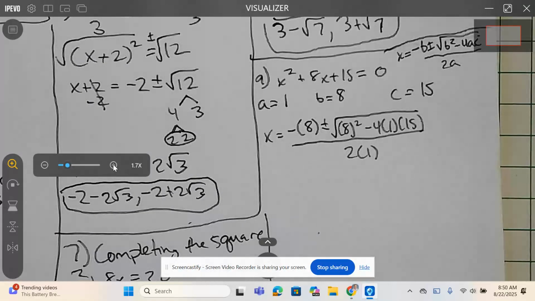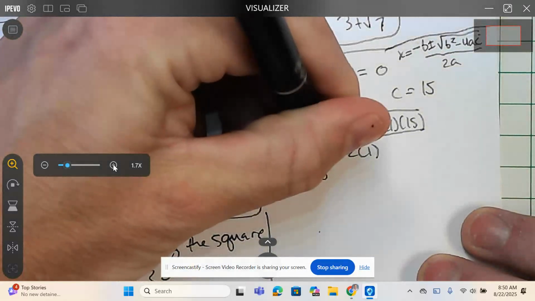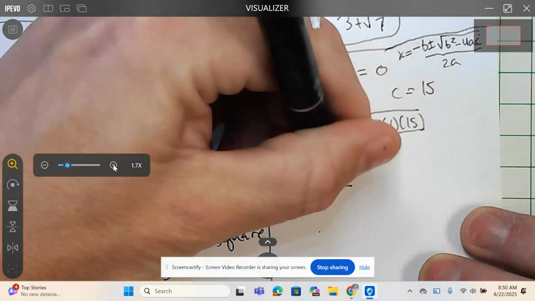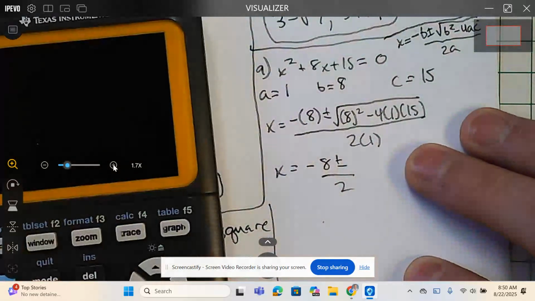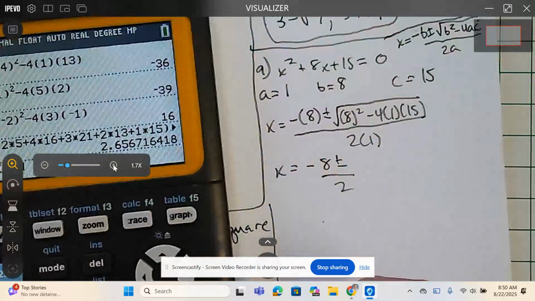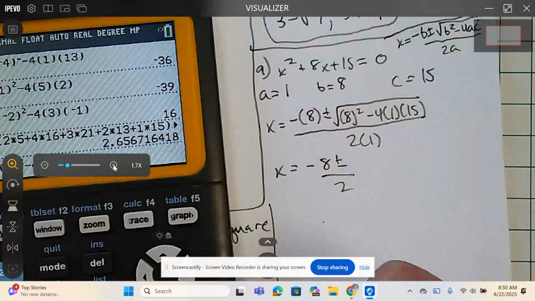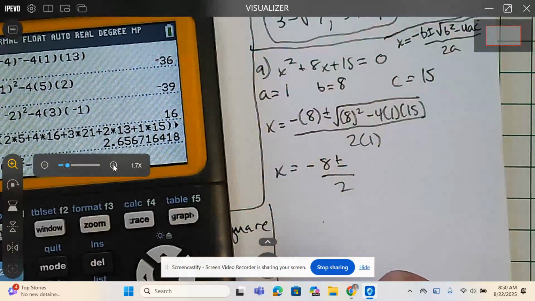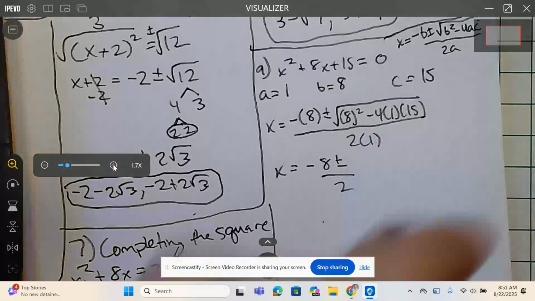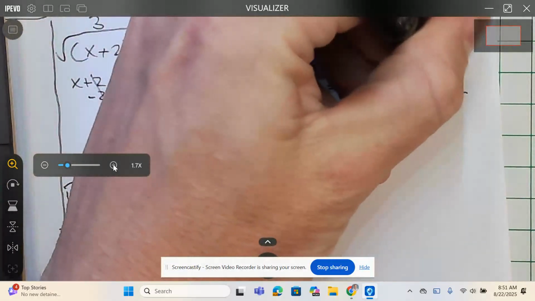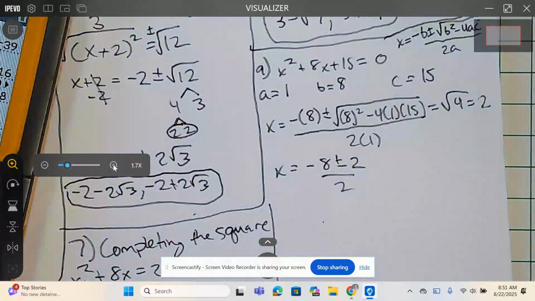All right. Next thing we're going to do is we'll simplify around the plus or minus. So negative 8. 2 times 1 is 2. And then we'll simplify what's in the square root. Call that the discriminant. We're going to talk about the discriminant in a couple of examples. What's underneath the square root is 4. So it'll be the square root of 4, which is 2. So 2 goes there.